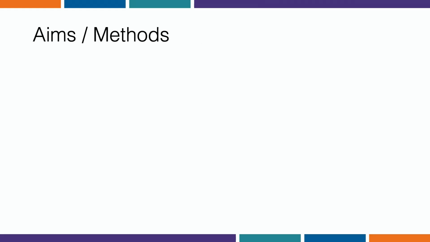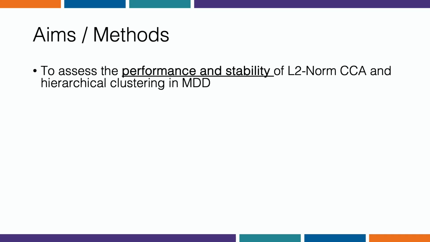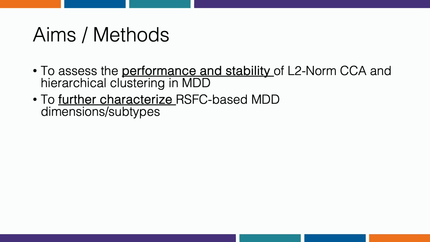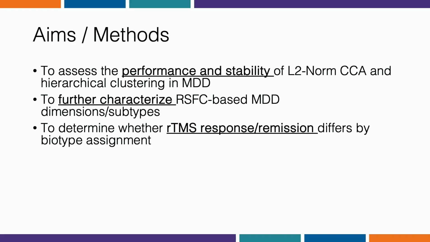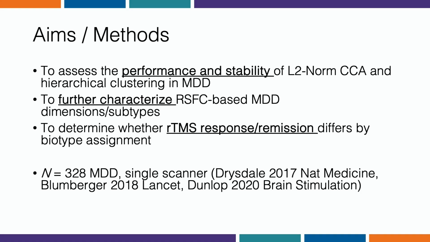And so the aims of our secondary or follow-up to that initial paper was to assess the performance and stability of regularized canonical correlations and hierarchical clustering in a large sample and further characterize these dimensions and subtypes using resting state functional connectivity, and then to see whether our updated model predicted antidepressant outcomes to TMS. And in this case, we were very fortunate. We had a very large, over 300 individuals with depression, single site sample of individuals with treatment-resistant depression who were all referred for TMS.